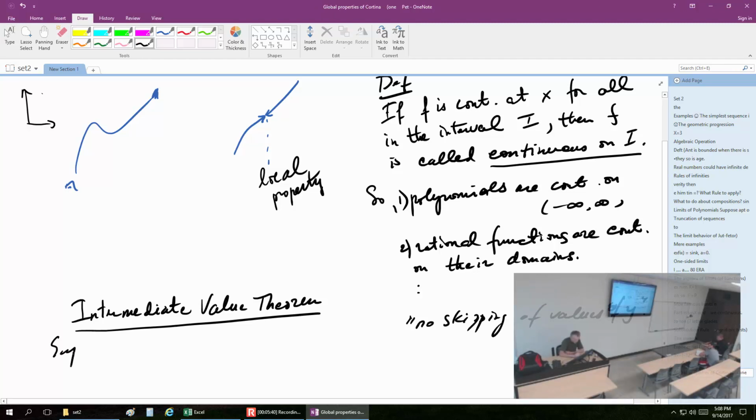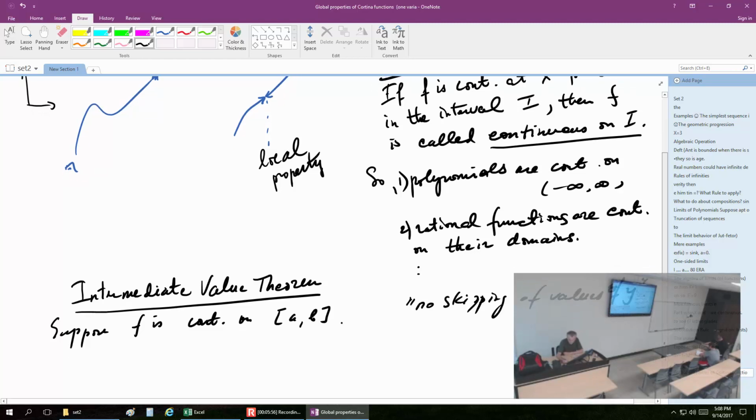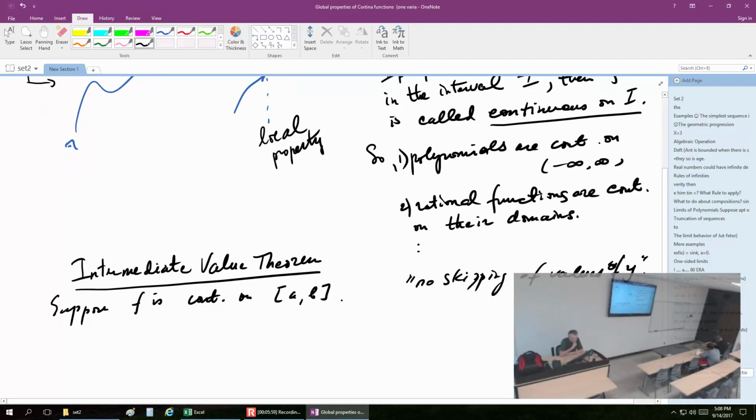Okay, this is how it is stated. Suppose f is continuous on an interval [a, b]. Then we take the endpoints of the interval and look at the value of the function at these two endpoints, and then see what's happening in between. And there won't be any skipping of the value.